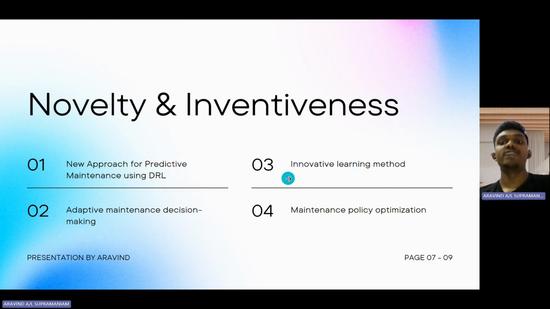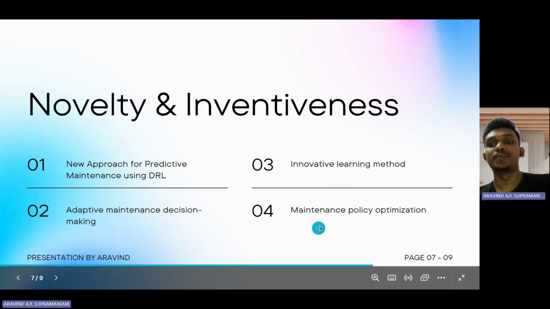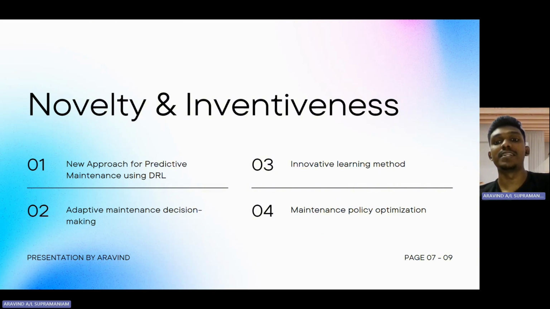Third one, innovative learning method, where deep reinforcement learning is something new, and it's an innovative learning method where it can learn so much information from the complex dataset. This is very, very useful for the manufacturing industry nowadays. Fourth is maintenance policy optimization. Deep reinforcement learning has the capability for optimizing the maintenance policy based on the understanding of the data.